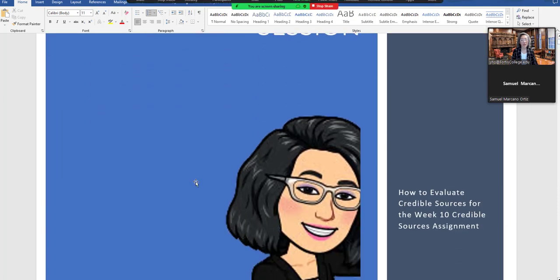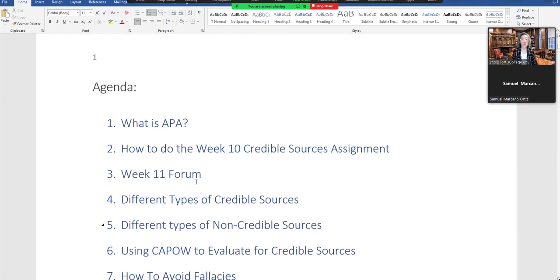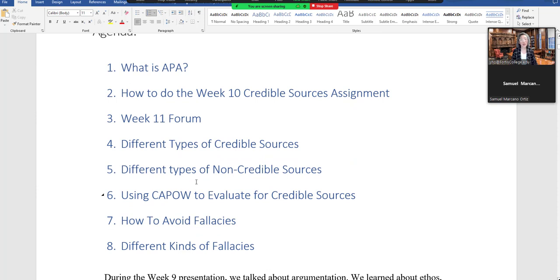Here we go. So this week we're going to go over what is APA, how to do the week 10 credible sources assignment, the week 11 forum, different types of credible sources, different types of non-credible sources, using CRAAP to evaluate for credible sources, how to avoid fallacies, and different kinds of fallacies.